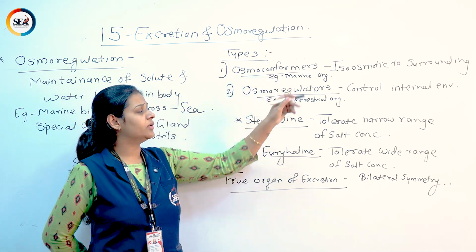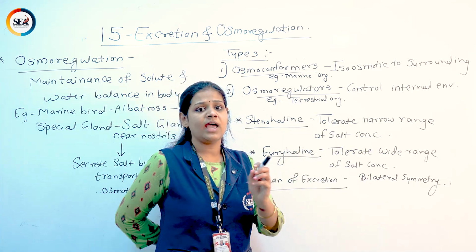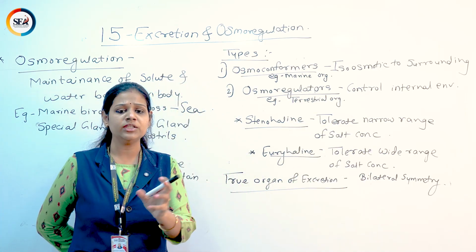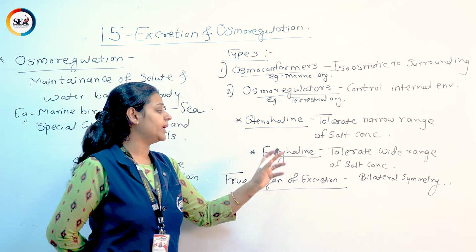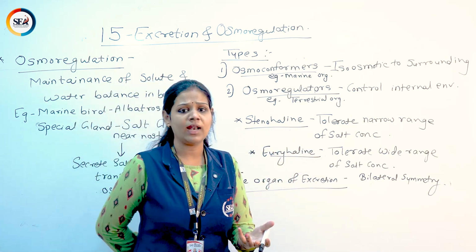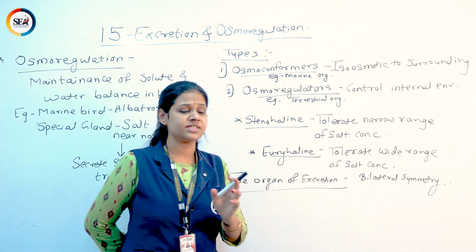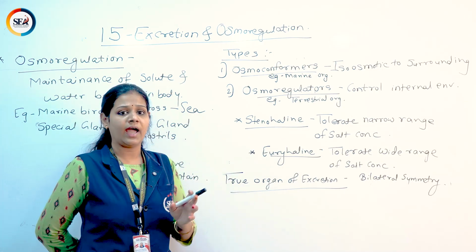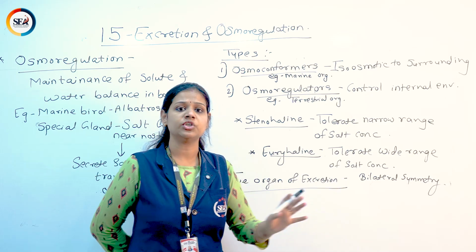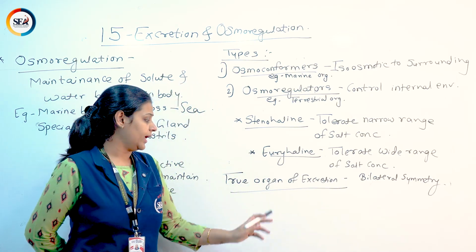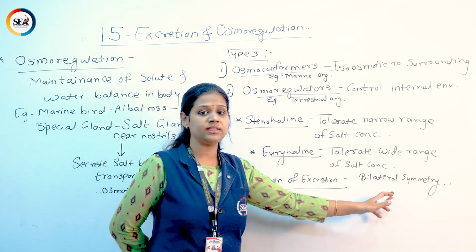Whether osmoconformers or osmoregulators, animals need to tolerate a range of salt concentration. Then they may be stenohaline or euryhaline. Who are stenohalines? The animals which can tolerate a narrow range of salt concentrations are called stenohalines, and euryhalines are the organisms which can tolerate a wide range of salt concentration. Usually the true organs for excretion are present in animals which show bilateral symmetry.